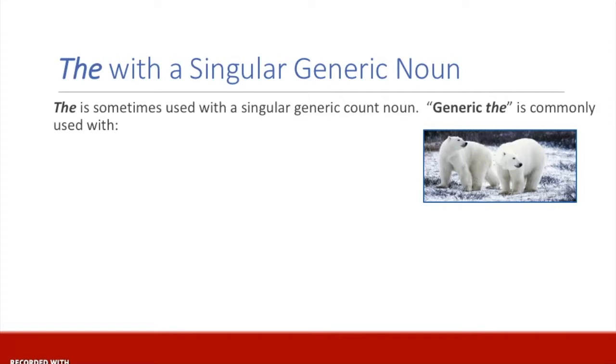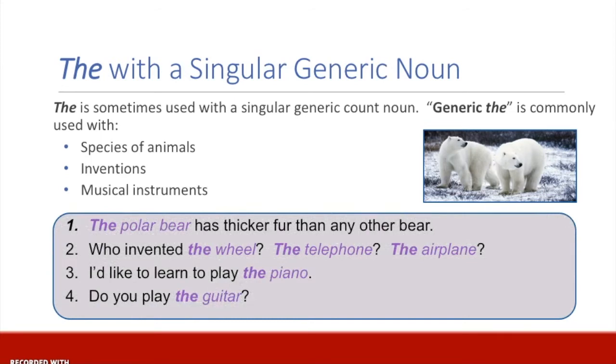Here are some examples with a singular generic noun. So the is sometimes used with a singular generic count noun, and the generic the is commonly used with species of animals, inventions, and musical instruments. So these are very specific categories when we use the with a singular generic noun. Here are some examples. The polar bear has thicker fur than any other bear. So polar bear is a species of animal, so we can use the for this generic noun. So again, this has a similar meaning to saying a polar bear has thicker fur or polar bears have thicker fur. These are all different ways of expressing the generic noun.